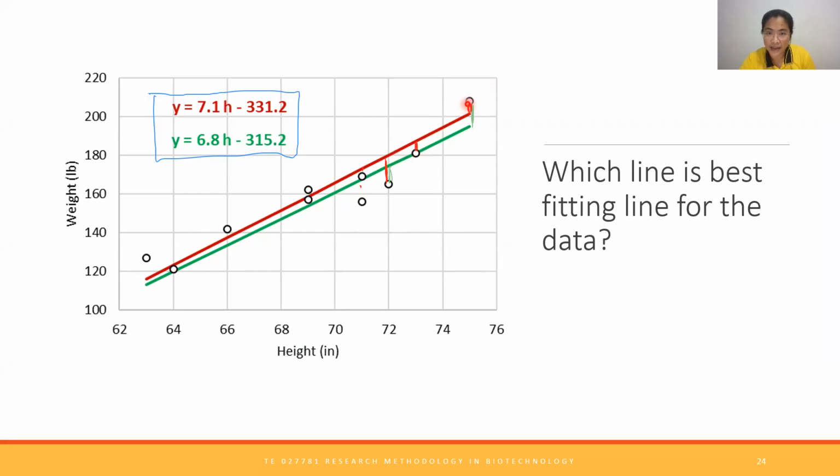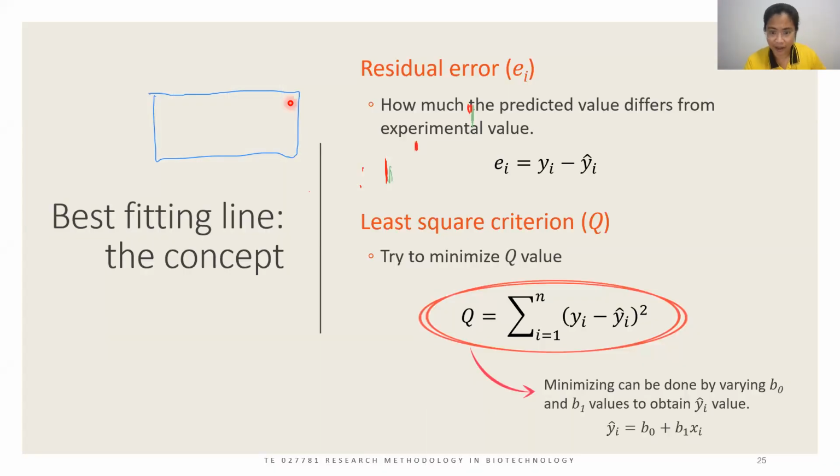So for the red line, for the residual of each point to the red line, you square each of them and then add them, and you get a value which is Q. You also do the same thing using the equation for the green line, and then you get its value. Whichever gives the lower Q value is the better fitting line. Why do we have to square?